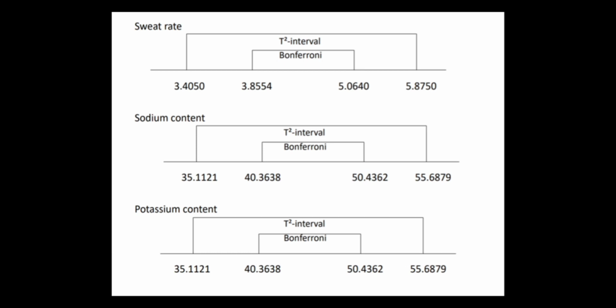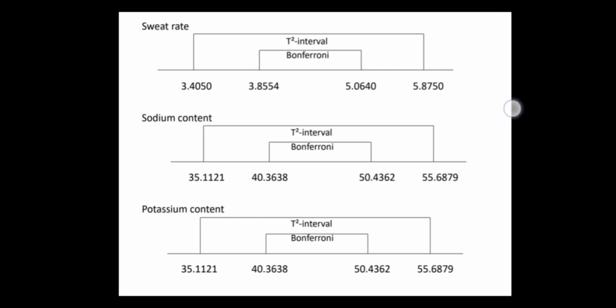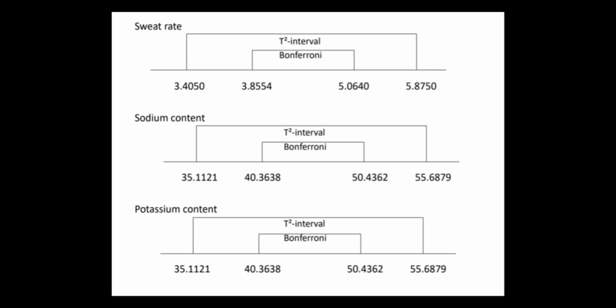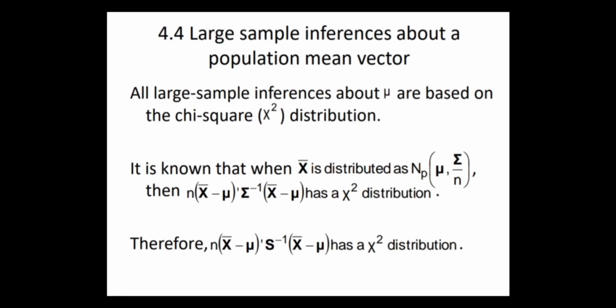And then from here we can see that the Bonferroni interval provides more precise estimates than the T-square interval, because it has a shorter, more precise interval than the T-square interval. Okay, how about when we are dealing with a larger sample size? So this topic is about large sample inferences about a population mean vector.